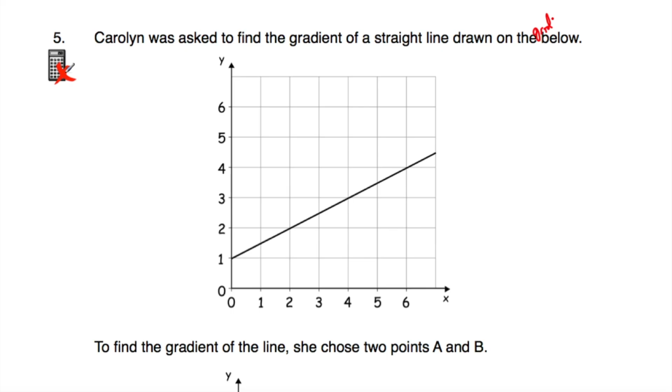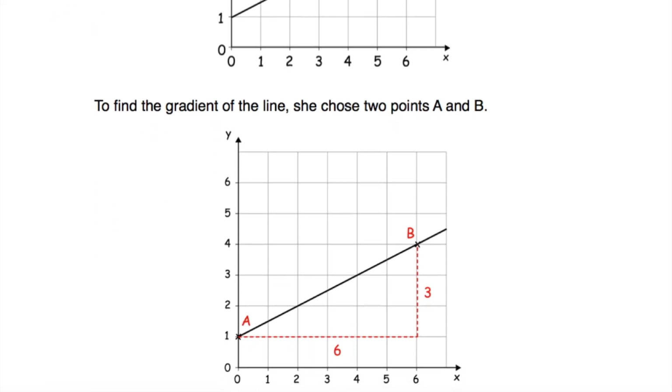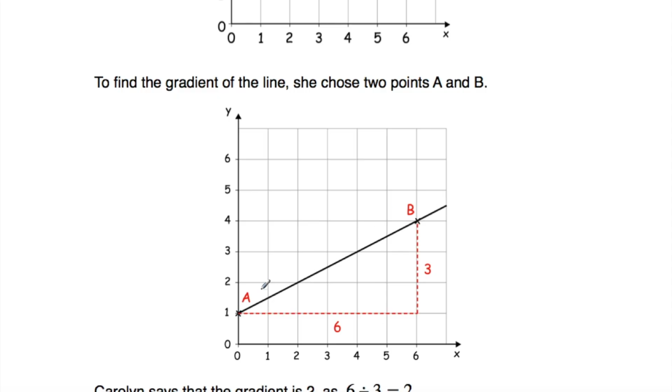Okay, let's look at our next question, question number 5. Question number 5 says, Carolyn was asked to find the gradient of a straight line drawn on the grid below. To find the gradient of the line, she chose 2 points A and B: the point A, which is 0, 1, and the point B, which is 6, 4.